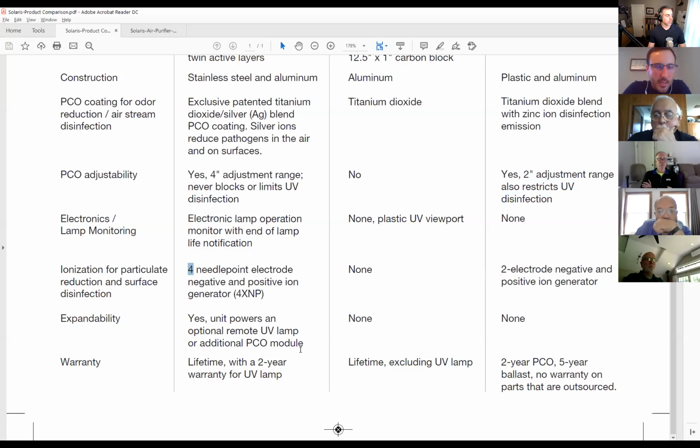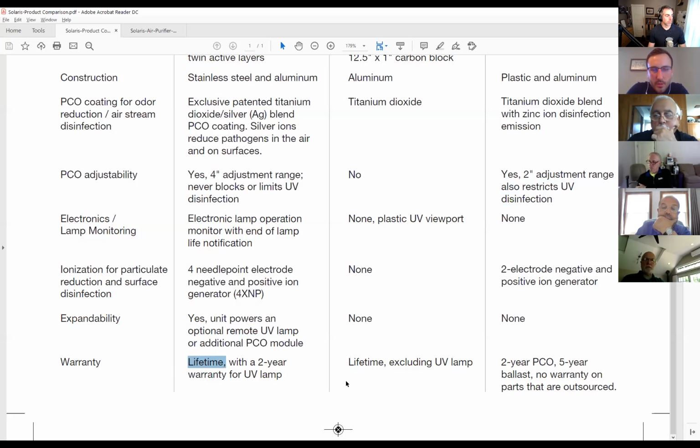Expandability is another great selling point of ours. Our unit does power an additional or an optional remote UV lamp or additional PCO module that can be mounted over the coils. Theirs does not have that option, which basically means, as far as installation purposes, you don't have to wire another unit into the system. It can just plug right into the Solaris, and then you just mount that right over the coils instead of having to buy another unit and wire it into the system.